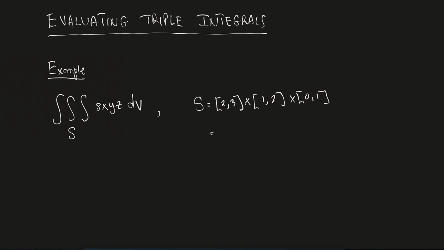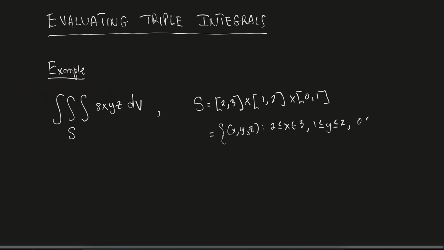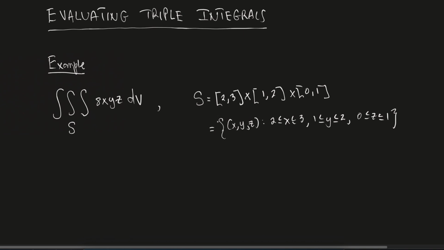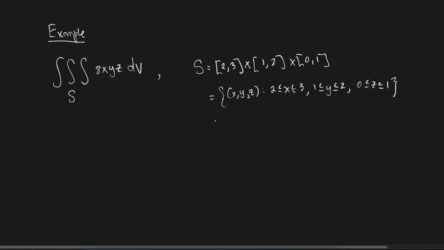Another way this can be written, in a slightly more formal way, is the set of all ordered triples such that your x-coordinate is between 2 and 3, your y-coordinate is between 1 and 2, and your z-coordinate is between 0 and 1. So that's your set builder notation. Now, I'm not going to formally state Fubini's theorem. I'm just going to say that Fubini also works in triple integrals as long as all the limits are constant. You can set this up in any order that you like.